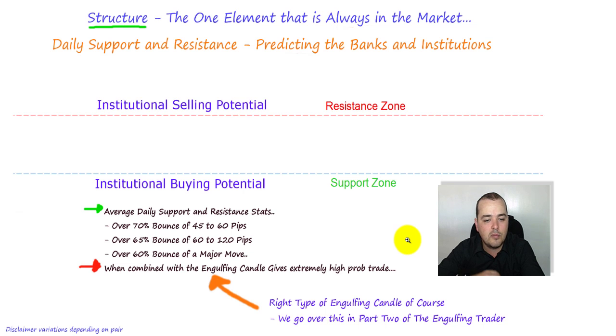However, when combined with the engulfing candle, it gives an extremely high probability trade. And that's a part that we're going to be going over in part 2 of the engulfing trader. In this video part, however, we're just going to be going over identifying structure.